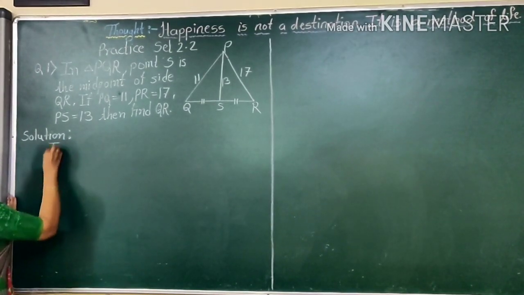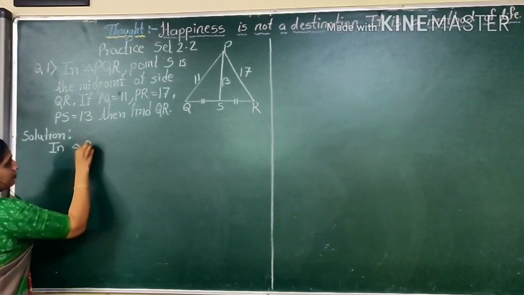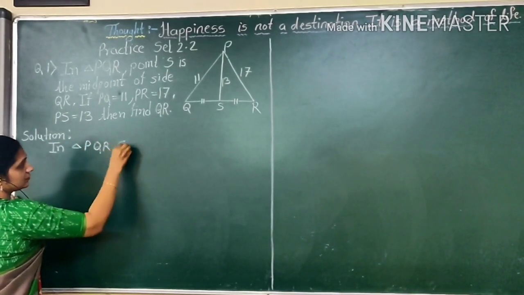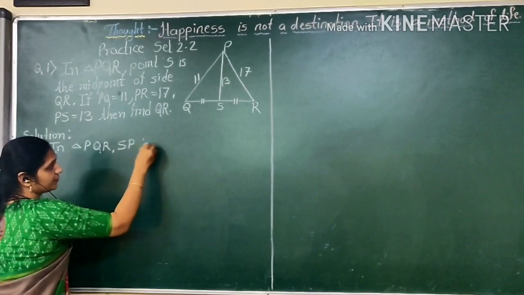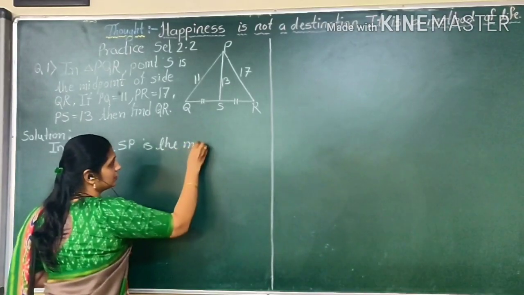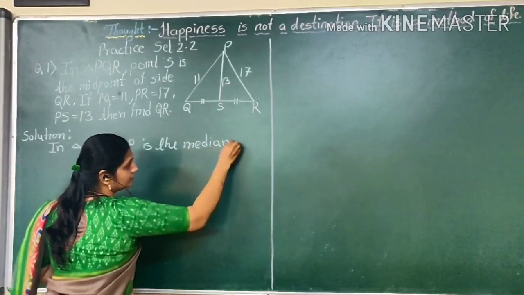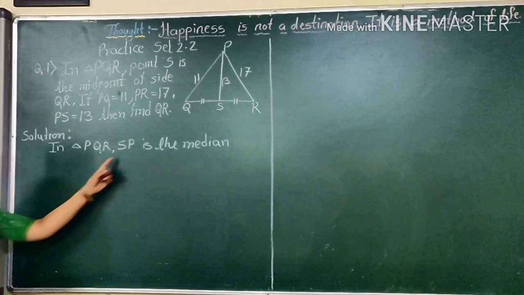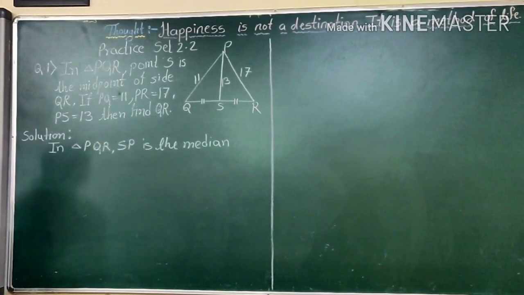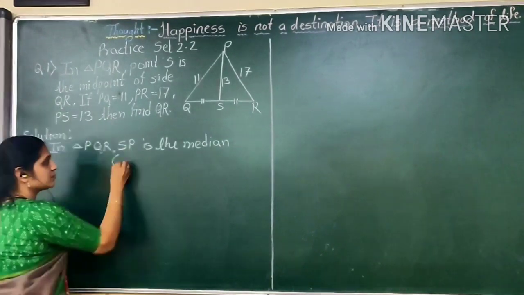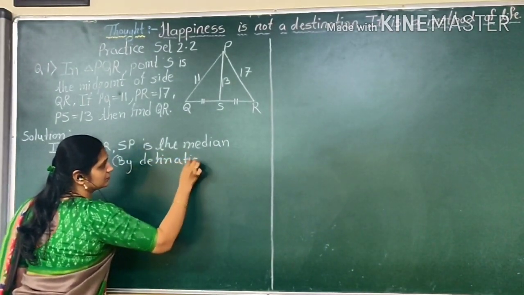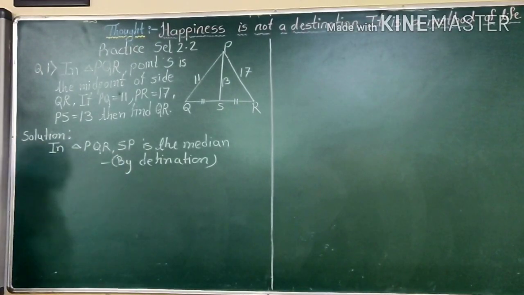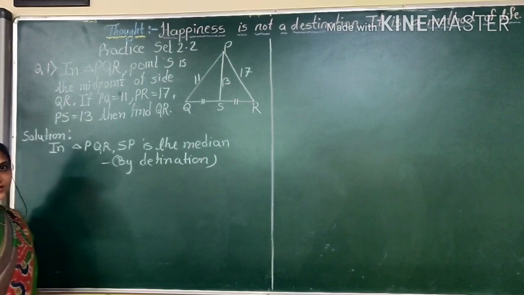Here in triangle PQR, SP is the median. SP is the median because S is the midpoint of side QR. This is by definition. Okay. SP is the median, therefore we can use Apollonius theorem here.